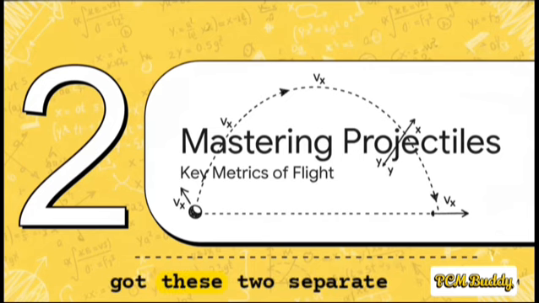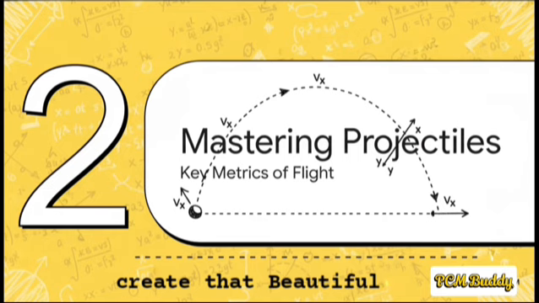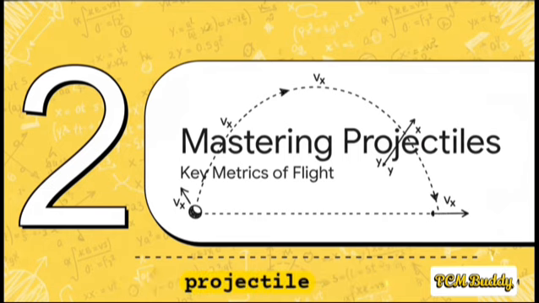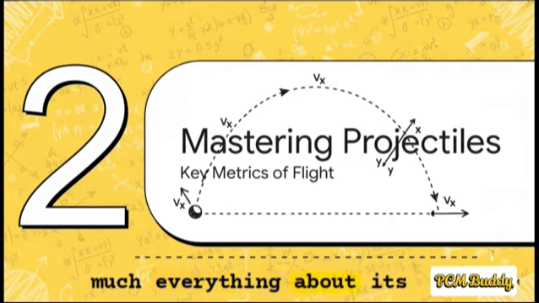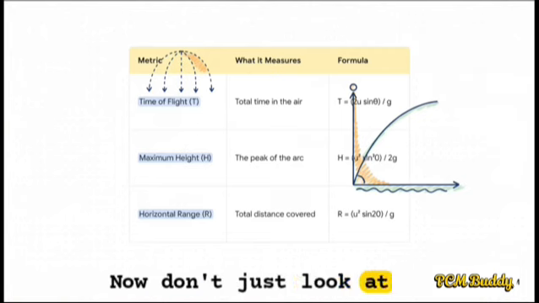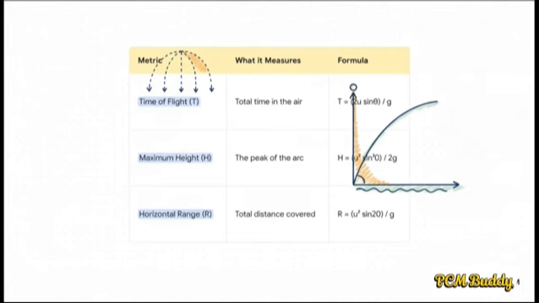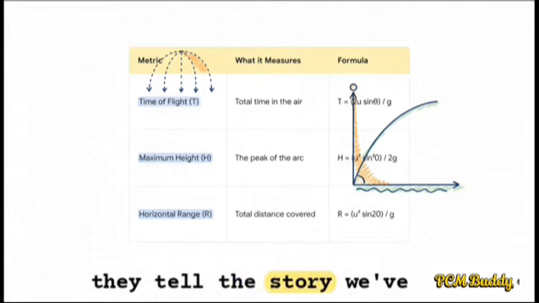Okay, so now that we've got these 2 separate stories, let's see how they come together to create that beautiful, predictable arc of a projectile. By keeping these 2 stories straight, we can suddenly calculate pretty much everything about its flight. Now, don't just look at these as formulas to memorize. What's so cool is how they tell the story we've been talking about.